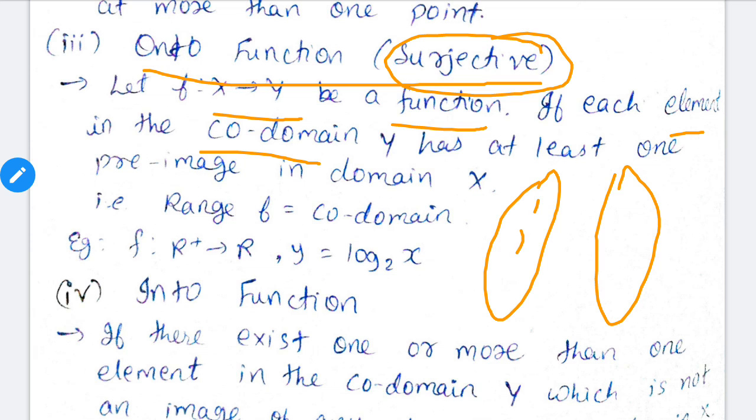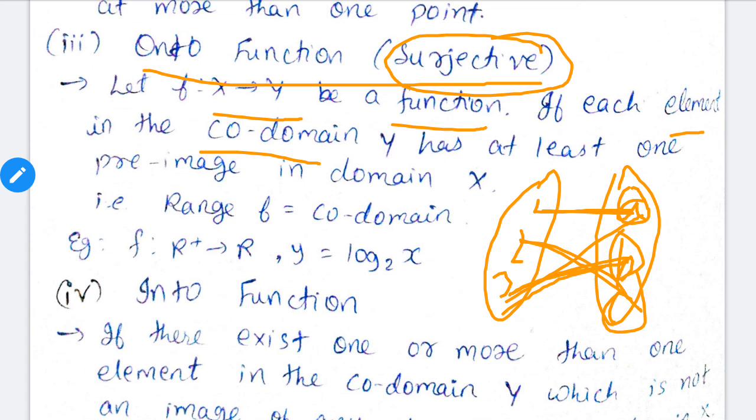See here 1, 2, 3. Here it's A, B, C. So this is one relation. This is one relation. This is one relation. So it is 3 to B, 2 to C, 1 to A. So here all the elements are pre-images. All the elements are occupied. There is no element left. Then it is called an onto function.